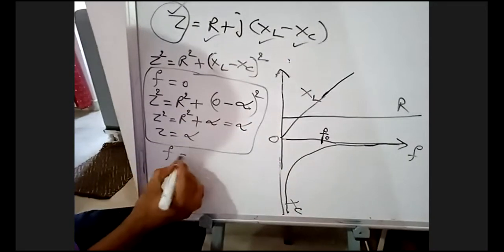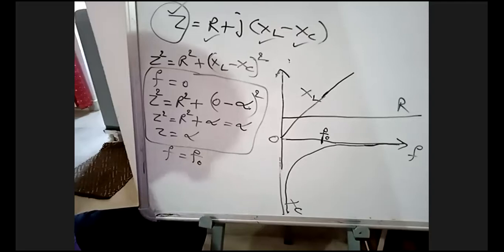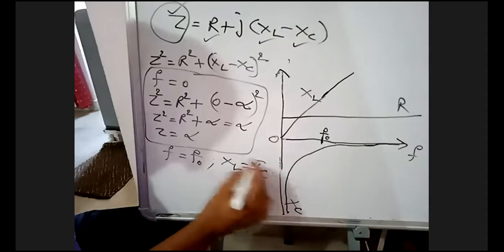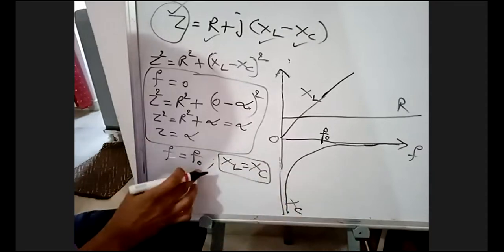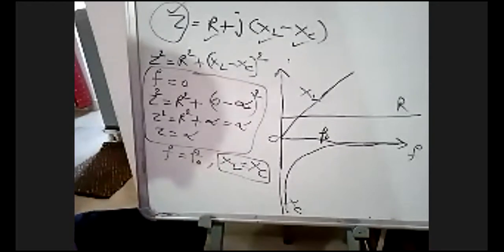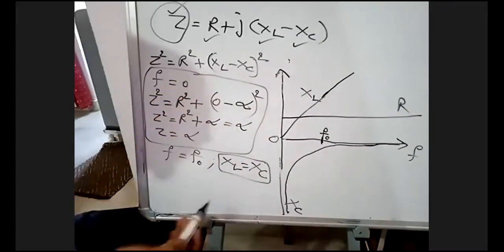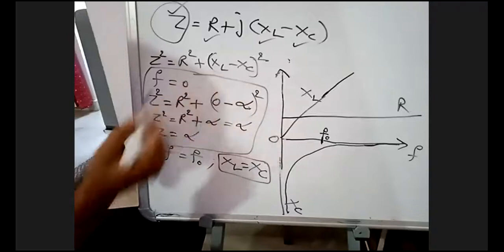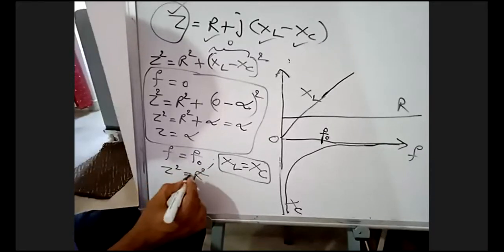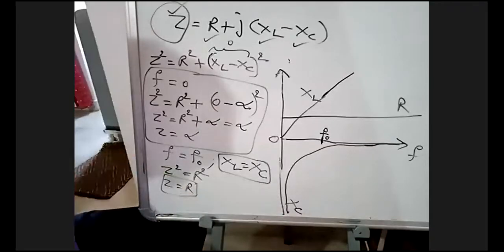Now take F is equal to F0. At resonant frequency, what is the condition? XL is equal to XC. Substitute XL is equal to XC here. What is XL minus XC? 0. Then what is Z? Z square is equal to R square, so Z is equal to R.